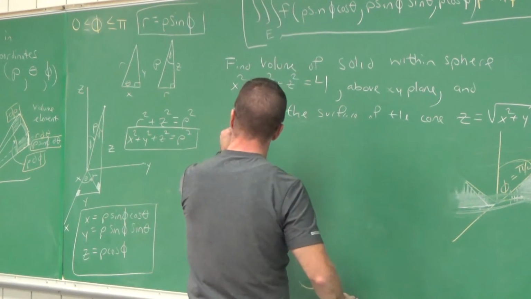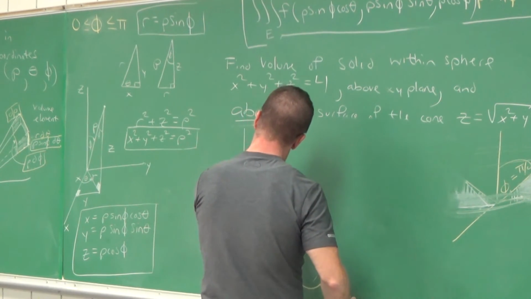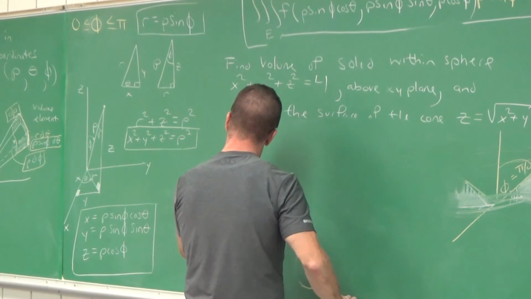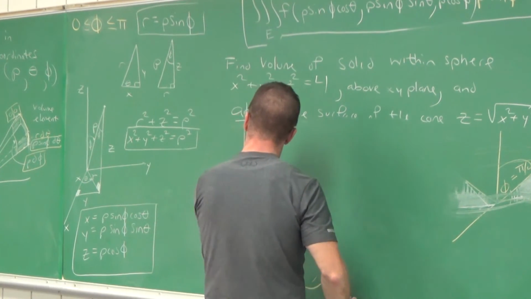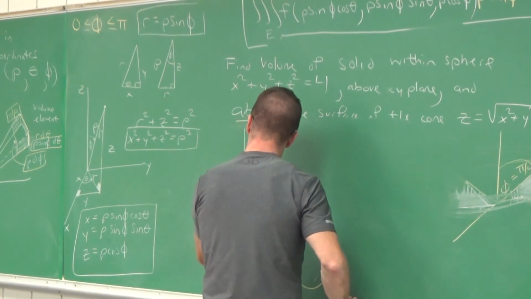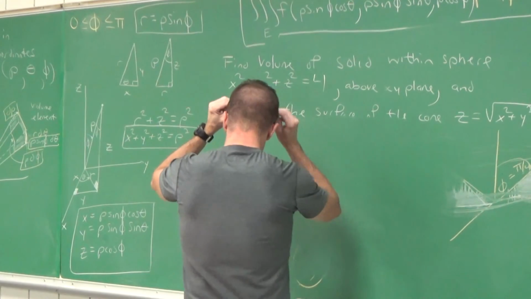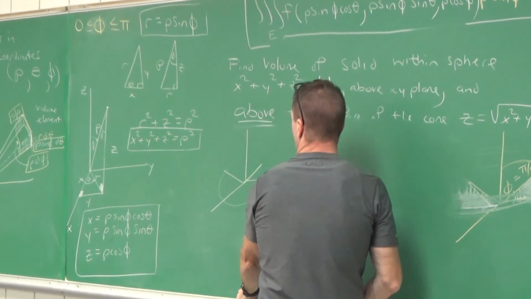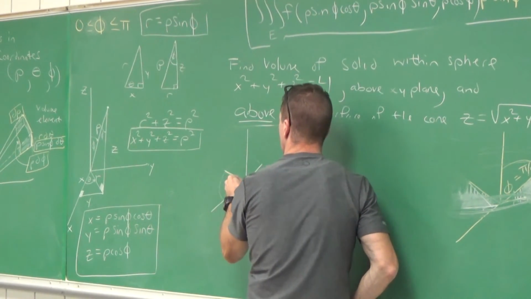But it's not much different, is it? There's my sphere. There's my cone. And where am I shading?